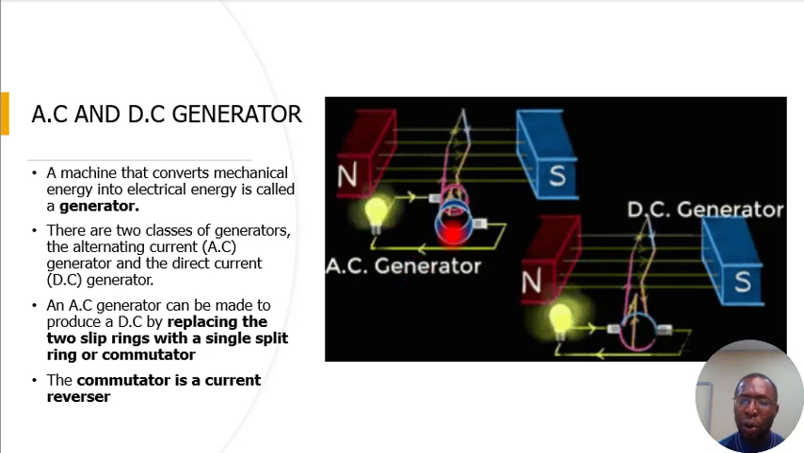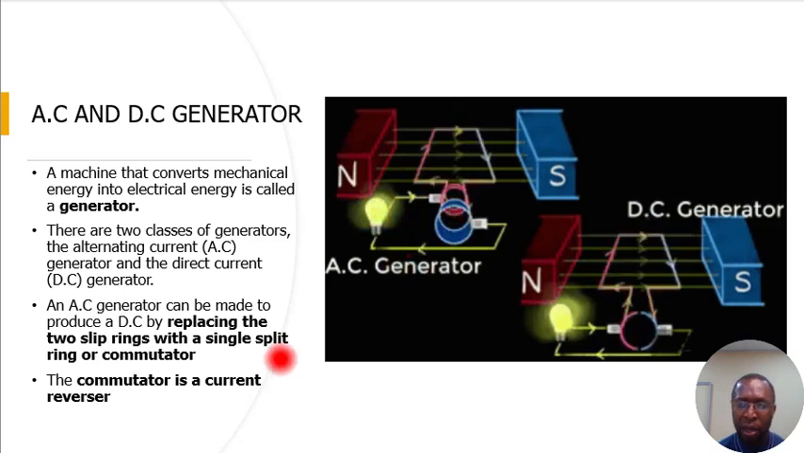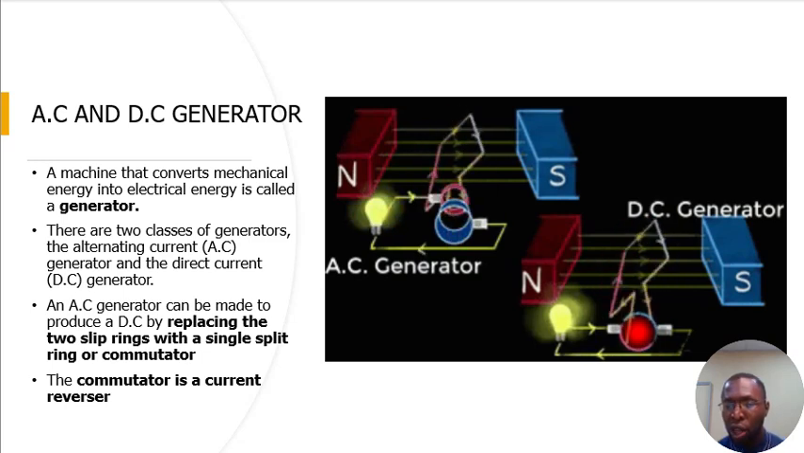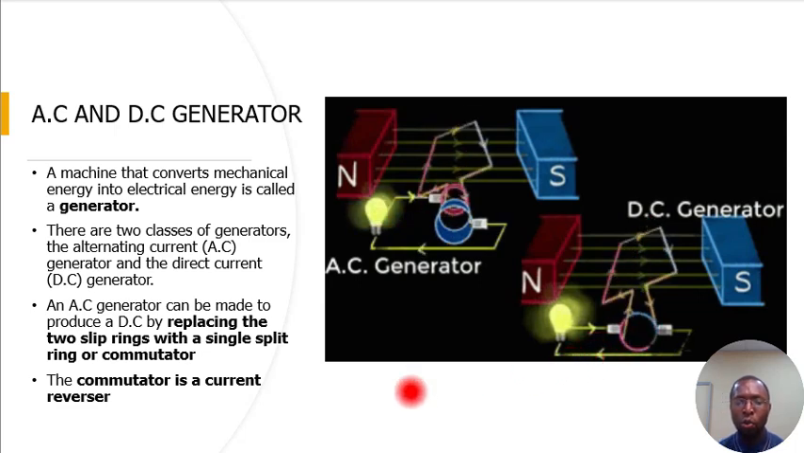In an AC generator, we have two slip rings. From here you can see two slip rings. While in a DC generator, we have just one split ring, or what we call the commutator. The split ring in this is also known as the commutator. It helps to change the AC to DC current. So the commutator is just a current reverser, maintaining the direction of the current in one direction.